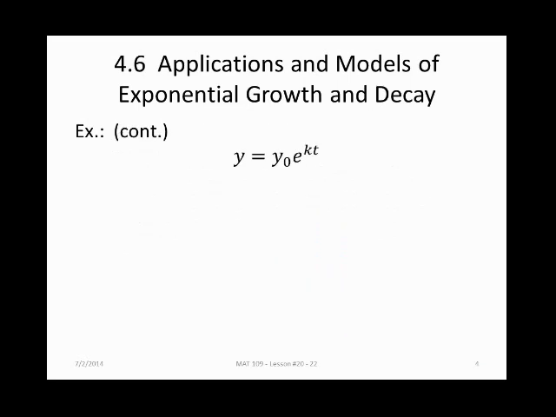So here's the form of our function. In this function, we have a y variable and we have a t variable. y sub 0 is a constant. k is a constant. e is base e, which is a constant. So we know e. What we need to determine are the values for y sub 0 and k, because y and t are variables.